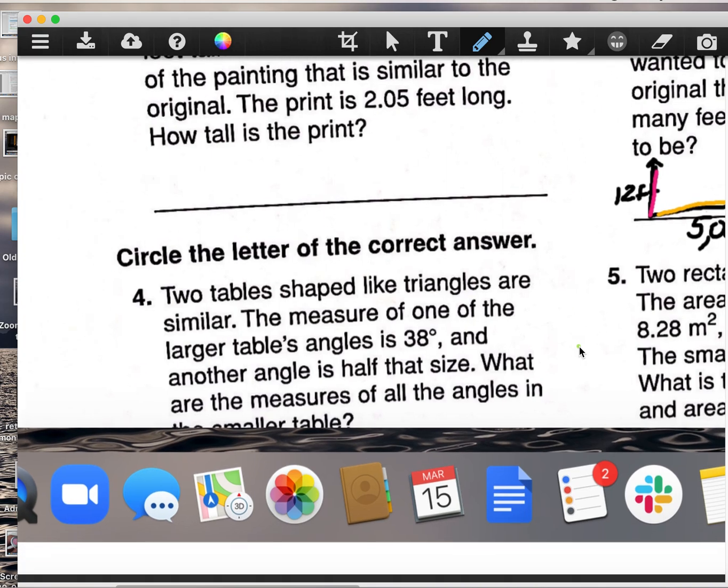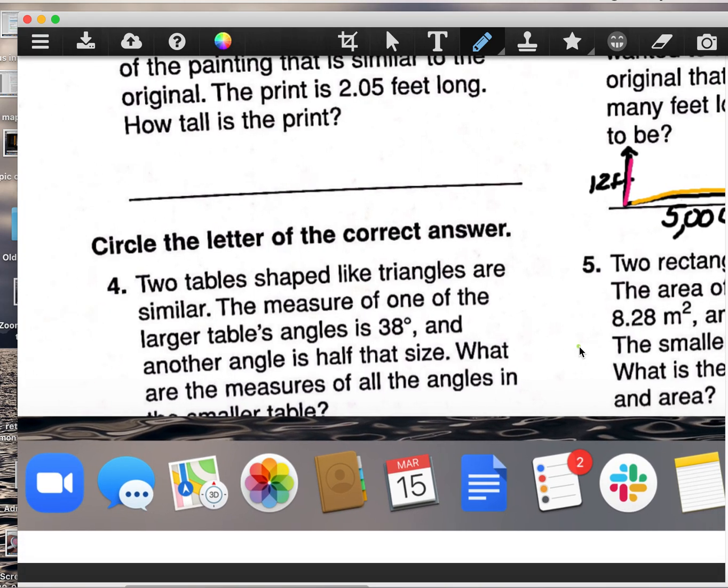Let's look at number 4, because you're going to do 4 through the rest tonight. All right, so if you're watching this video, it says 2 tables shaped like triangles. So I'm going to go ahead and draw 2 triangles. I'm just going to put them here. We'll just make 2 tables. 2 tables shaped like triangles are similar. That means they're the same shape but different sizes.